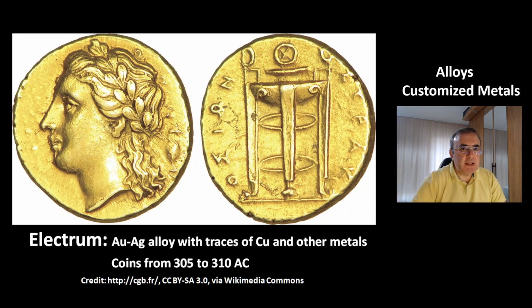Electrum is a gold-silver alloy with traces of copper and other metals. It was used for coins. This is an example from the 4th century of coins made of electrum.